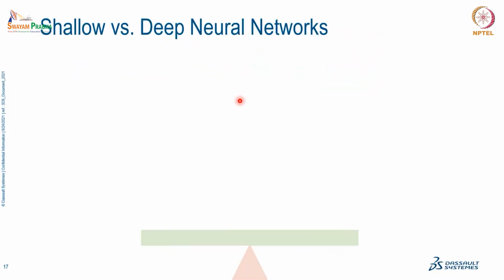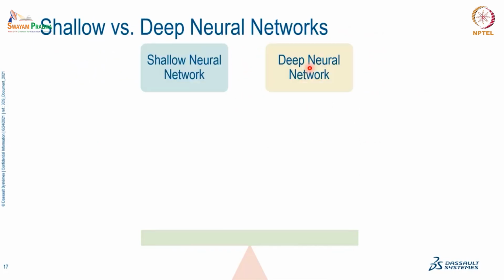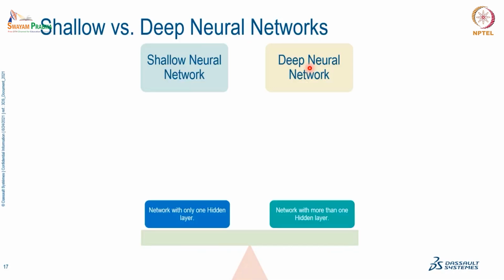So again, deep neural networks and shallow neural networks. Neural networks are, at a very high level, classified into these two categories: one is shallow and one is deep. The word itself suggests what is shallow and what is deep. A shallow neural network has only one hidden layer, that is our multi-layer perceptron layer, or you can say artificial neural network, as explained. And deep neural networks have more than one hidden layer.